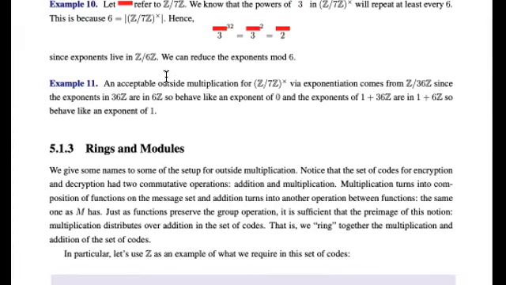So this is just an example that we can have outside multiplication by any group, like Z mod something. Well, this is an additive group, even though this is multiplicative. But by any group where what we're modding out by is a multiple of the number of elements of this multiplicative group.